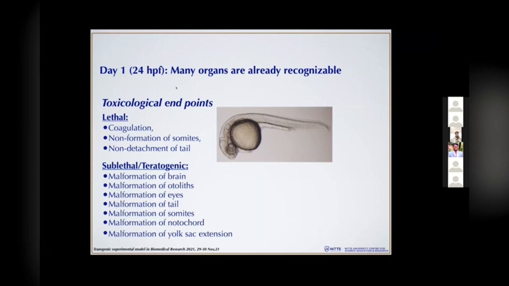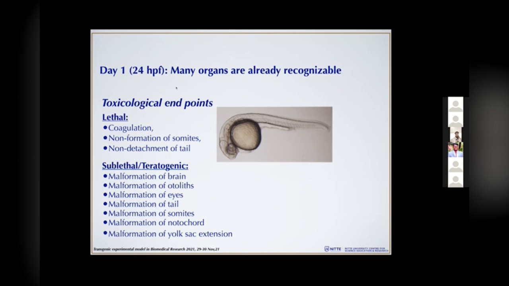So you have, as I mentioned, either lethal. Lethal would be coagulation, means no development at all. Non-formation of somites, so the muscle development is completely perturbed. And non-detachment of the tail. When you saw that video where the body was a single cell and then it was taking the shape of an animal, and then the tail was detached at some point of time, say at 18 hours after fertilization. Now, if the tail is not detached, that is definitely interfering with development. So non-detachment of tail is probably considered a lethal phenotype. It's not going to survive.